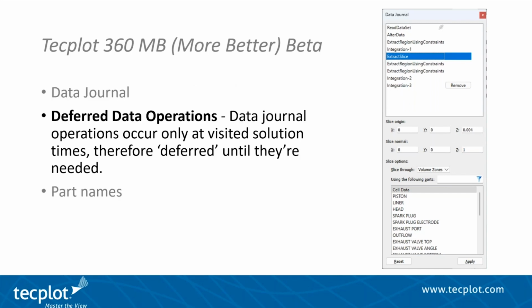Deferred data operations is a concept that allows us to execute the journal only at the time steps that you visit. So if you have, again, a data set with, say, 1,000 time steps, you can set up these data operations, but they only have to get executed for the time steps that you visit. And again, this is going to save you time. So these data operations are deferred until you need them.